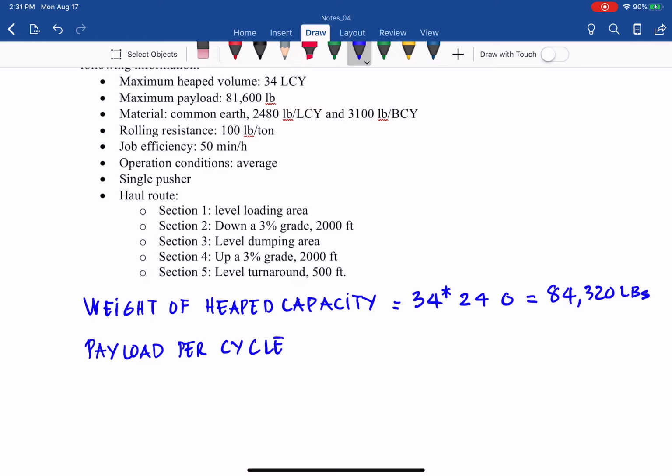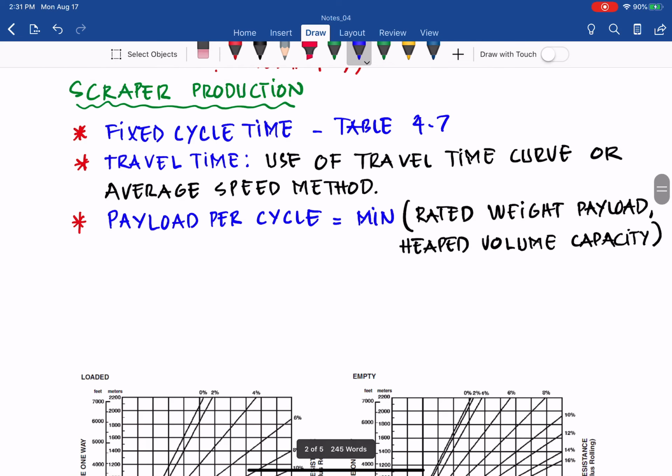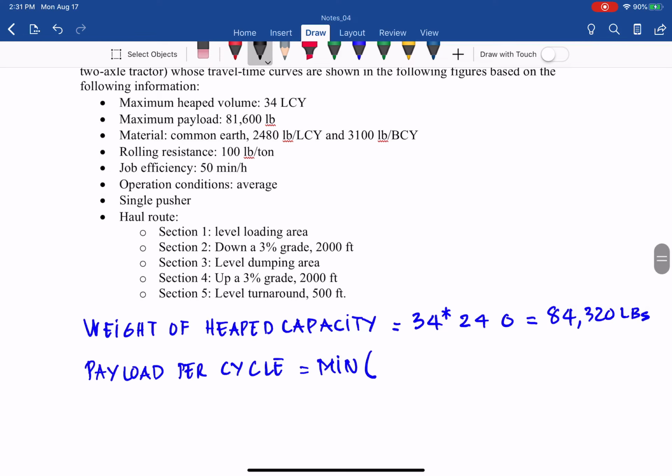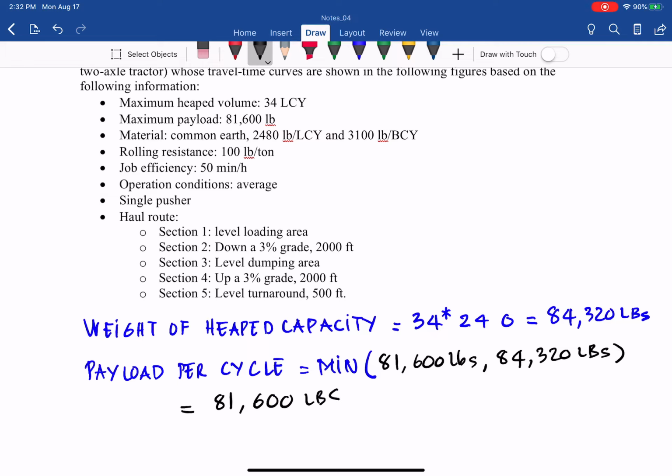Payload per cycle has to be equal to the minimum of two values. The first is the rated weight payload, that is 81,600 pounds. And then the heap volume capacity, 84,320,000 pounds. So from that, we have that it equals 81,600 pounds.